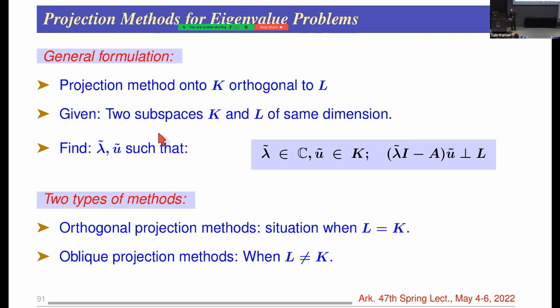So the same thing as for linear systems, you're given two subspaces, and now the condition you write is exactly like this. You're looking for lambda tilde, the approximate eigenvalue, and u tilde, the approximate eigenvector, such that you have this constraint here. So this is the residual, A u tilde minus lambda tilde u tilde, right? That has to be orthogonal to the subspace L. Okay, and then again, you have these two types of methods. I'm going to talk mostly about these types of methods.